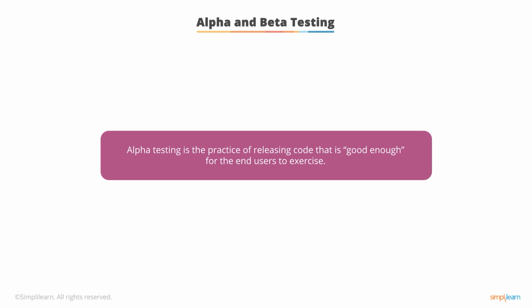Alpha testing is the practice of releasing code that is considered just good enough for the end users to exercise. It's expected to be buggy. The hope is that by releasing code to a lot of users performing a variety of use cases, issues not picked up in internal testing will be uncovered.